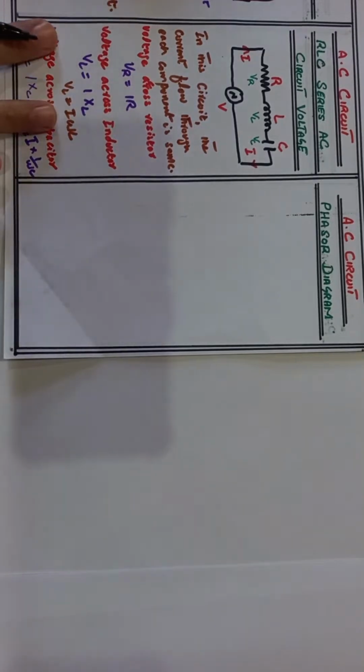Okay, next we discuss the phasor diagram. What is the phasor diagram? In the phasor diagram, first we draw the circuit diagram: we take the resistor R, inductor L and capacitor C in series and apply the alternating voltage V across it.